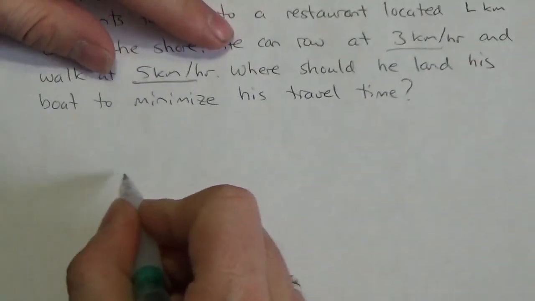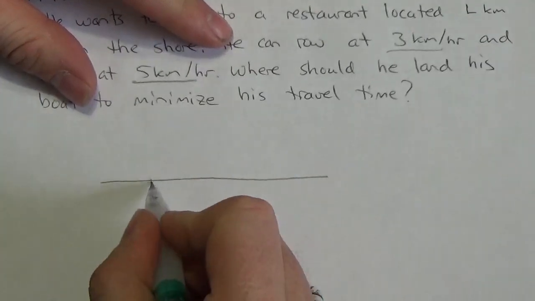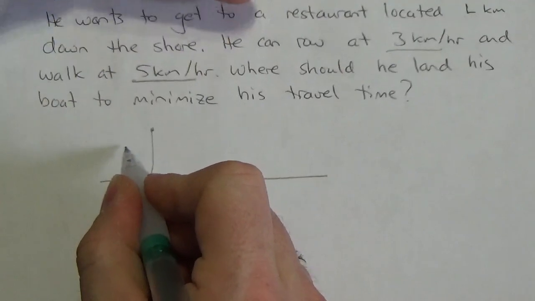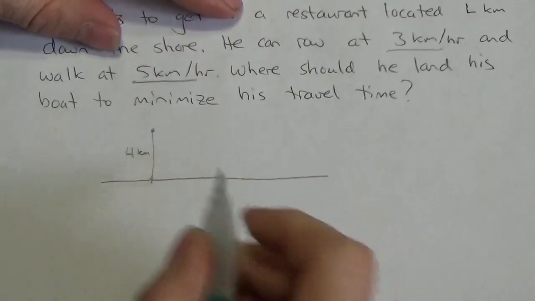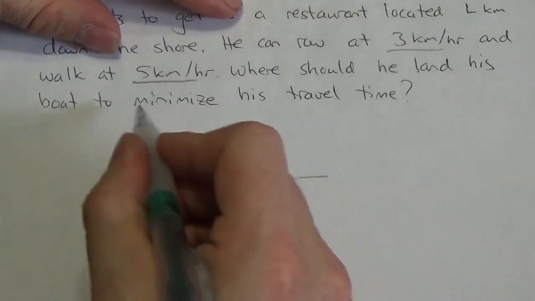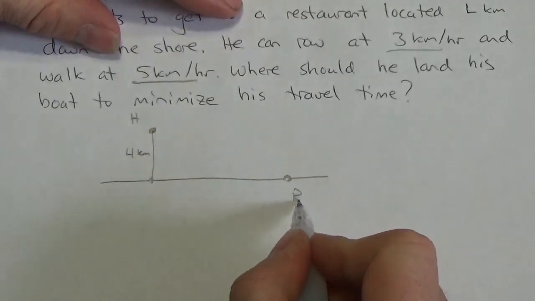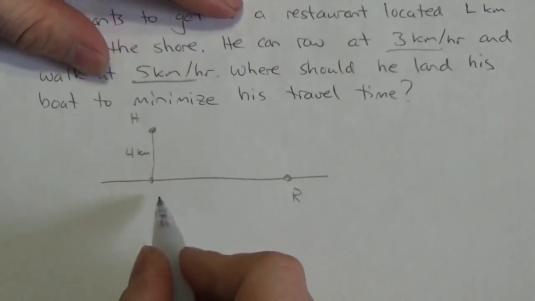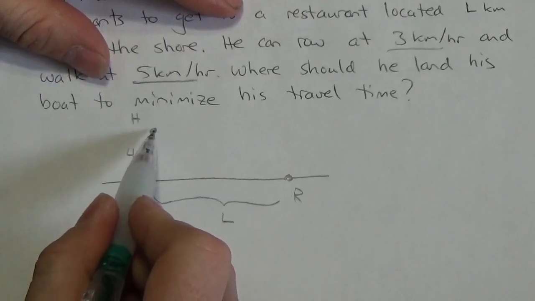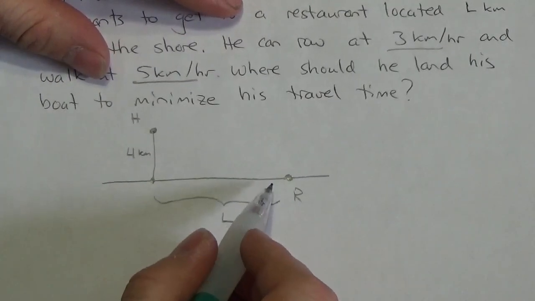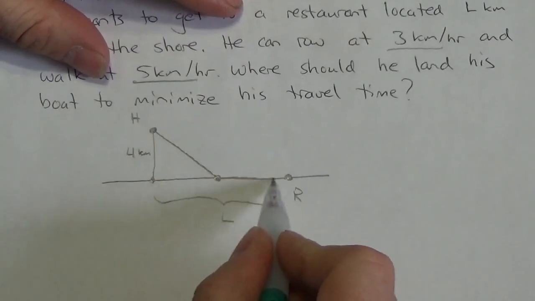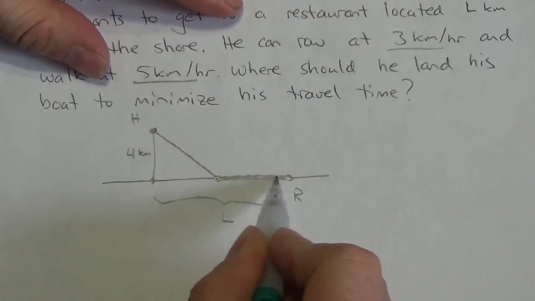So here's what the scenario looks like. Here's the straight shore. Here's where he's located, okay? And the distance to the shore is 4 kilometers. Okay, so this is him, on his island here. Now over here, this is the restaurant. So here's home, here's the restaurant, okay? And this distance right here is L. Now, he wants to know, where should he land along the shore to minimize the amount of time that he takes traveling?